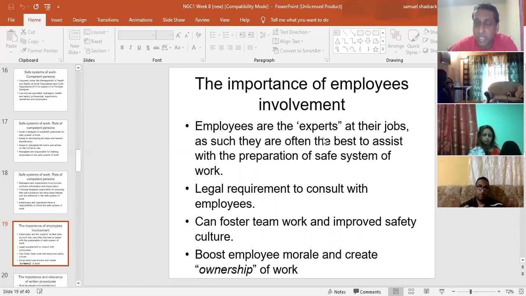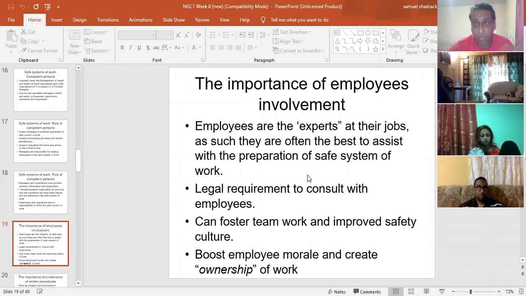If I was going to do a JSA for a box drain, I don't know how to make a box drain. I have an idea, but the persons who actually do it will be able to tell you all of the hazards, like bending the steel and whatever have you, and putting it down into the cage, etc. So those are the persons who are able to give you a better idea.